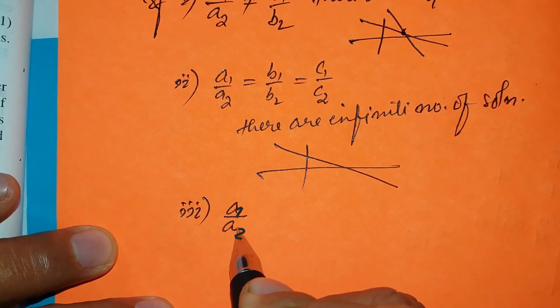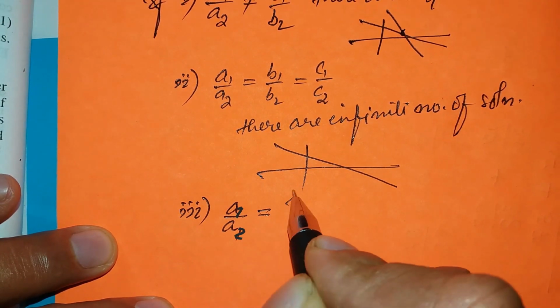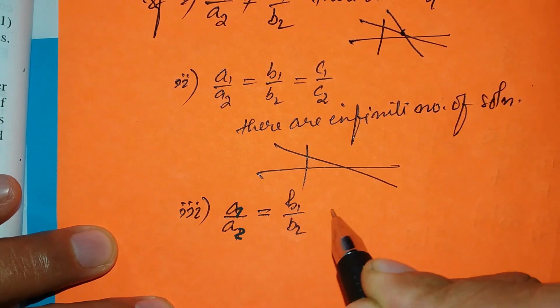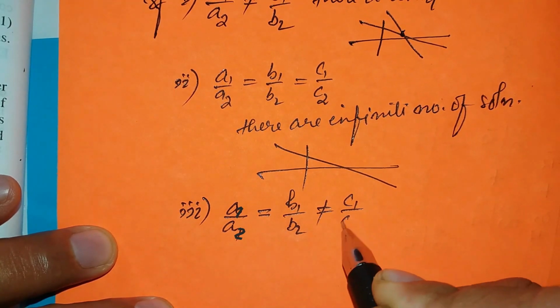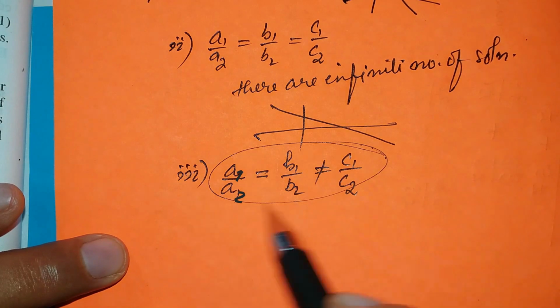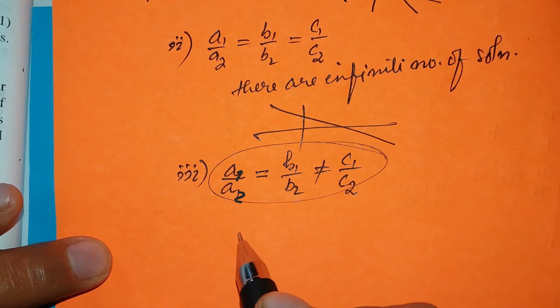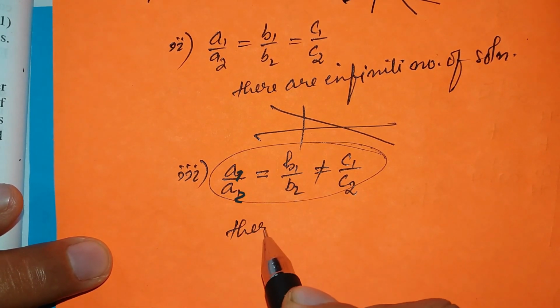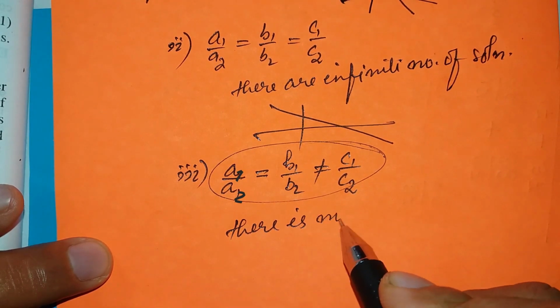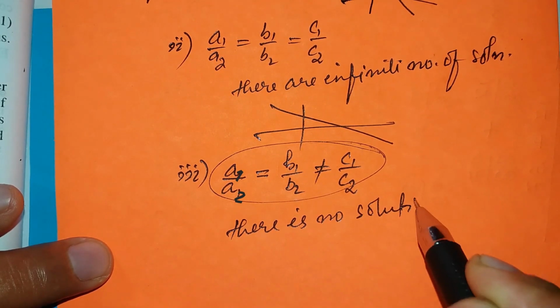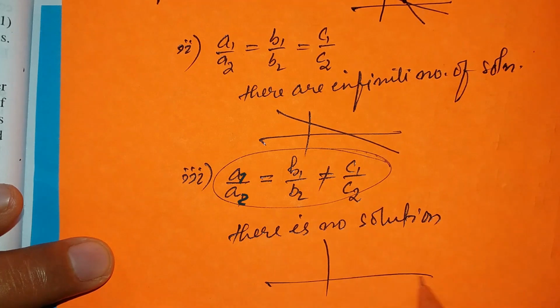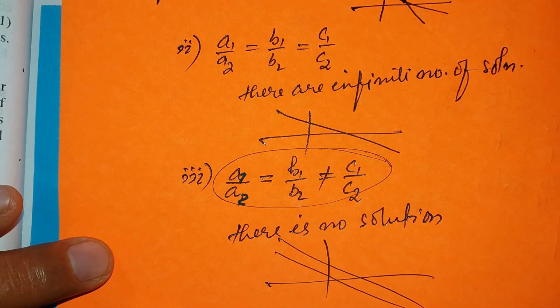Now the third one is, there is no solution if a1 by a2 is equal to b1 by b2, but it is not equal to c1 by c2. These conditions imply no solution. And if we draw the graph of the equations, then we will get parallel lines.